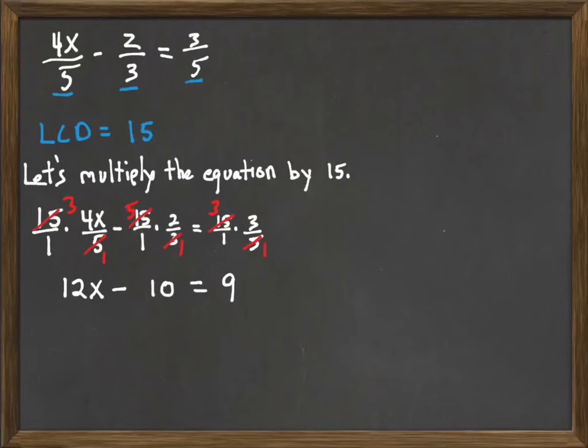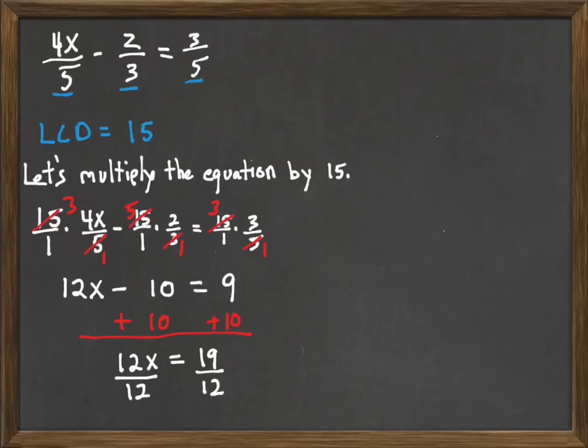And now we have an equation that we can solve that has the same basic structure of the original equation, except it doesn't have any fractions. And so that makes the problem a whole lot easier to solve. So here we can go through and say, well, let's add 10 to both sides, to get the x by itself. That gives me 12x equals 19. And then we divide both sides by 12.